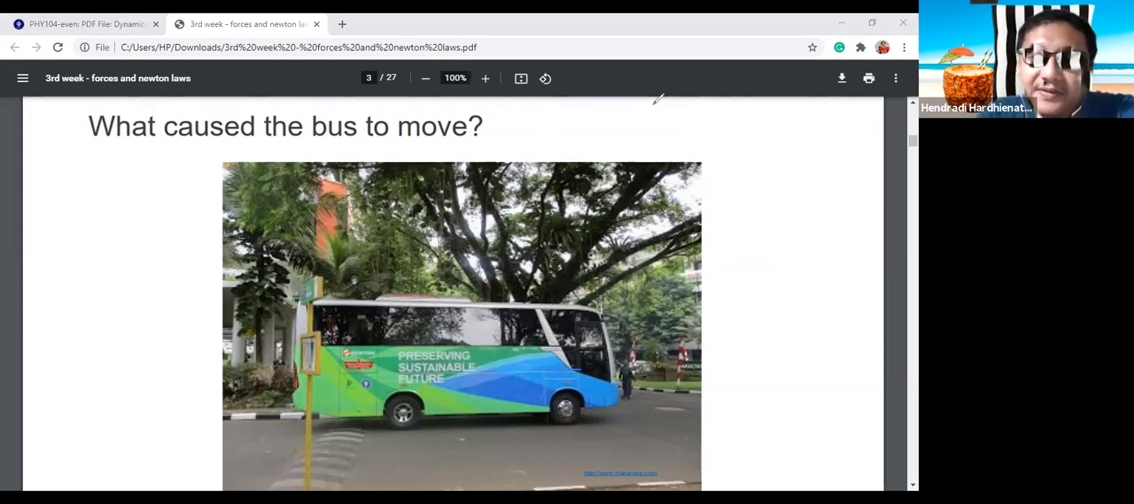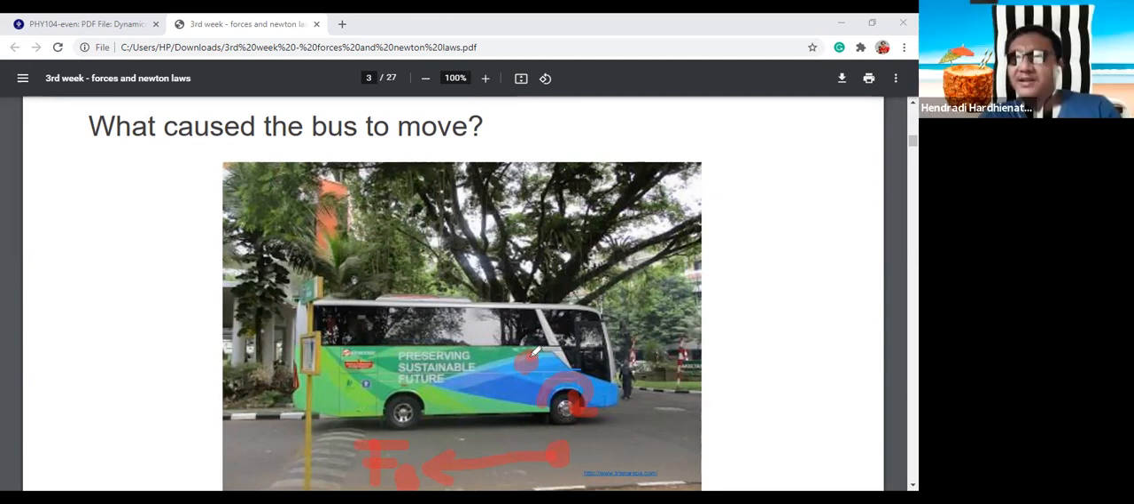So I will make a drawing here. The wheel is moving in this direction, right? You said correctly that the wheel pushes the street or the floor in the opposite direction, and this is a force because of the bus. Now, you know about action and reaction, right? For every action, there is an opposite and equal reaction. So there is also a force on the bus. Is it correct?